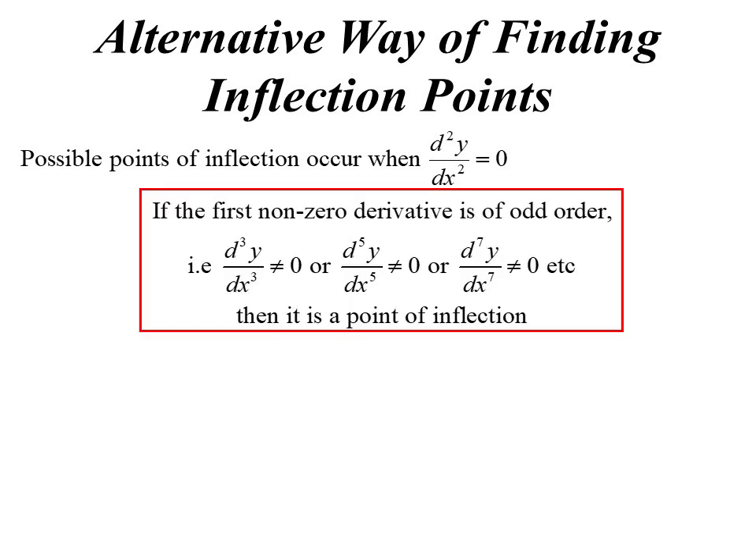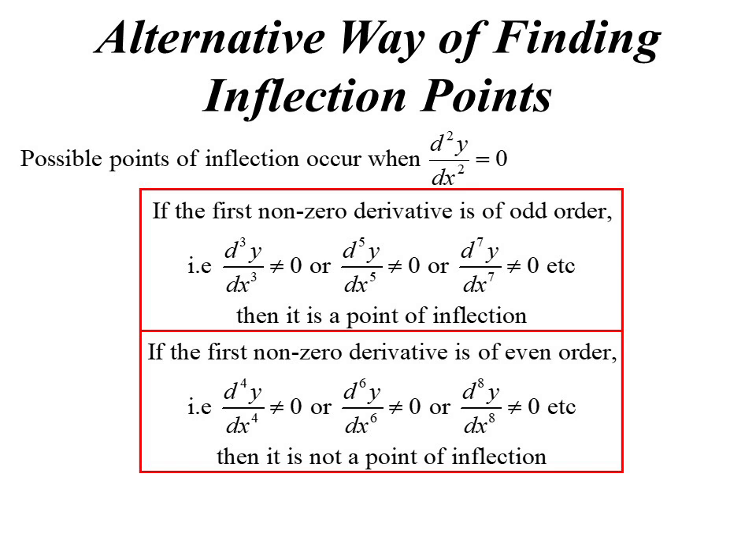If the first non-zero derivative, so the first time you substitute into a derivative and you get an answer that's not 0, is of odd order, so third derivative, fifth derivative, seventh derivative, then it would be a point of inflection. If the first time you get a non-zero is of even order, then it won't be a point of inflection. It's probably going to be a turning point.